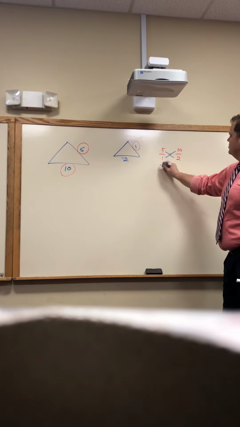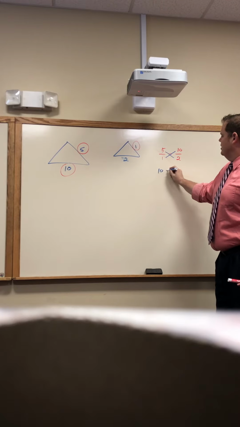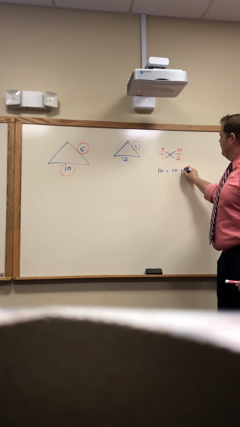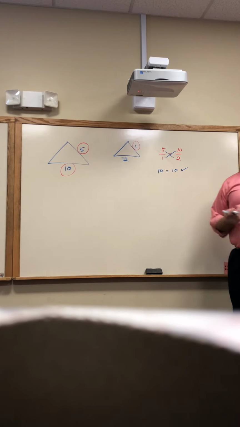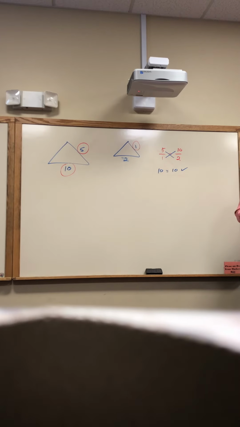So when I cross multiply, 5 times 2 is 10. 10 times 1. So if that equals, then guess what? Good stuff. They're proportionate, right? Okay. Does everybody agree with me? Yeah. Okay, is everybody following me? Everybody understand what we're doing?